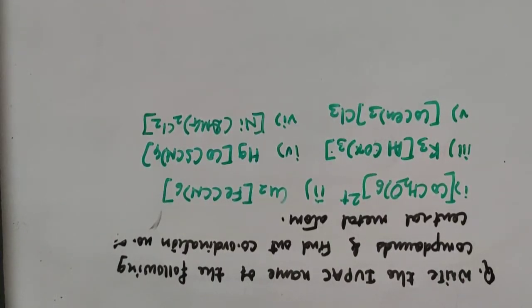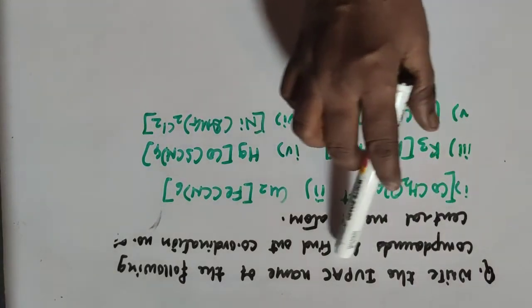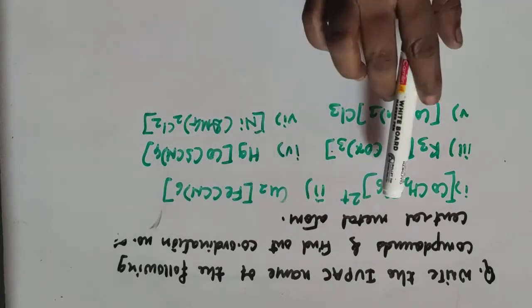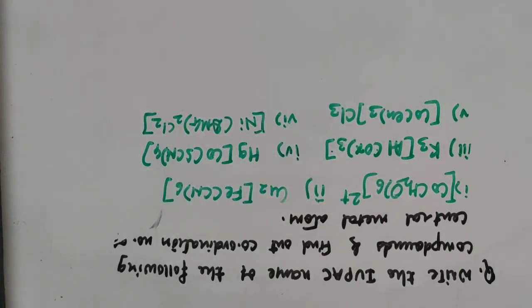Dhandore SS. Today we will see some more coordination compounds to find out IUPAC names, and along with the IUPAC name we are supposed to find out the coordination number of the central metal atom also. So what is the question? Write the IUPAC name of the following compounds and find out the coordination number of the central metal atom.